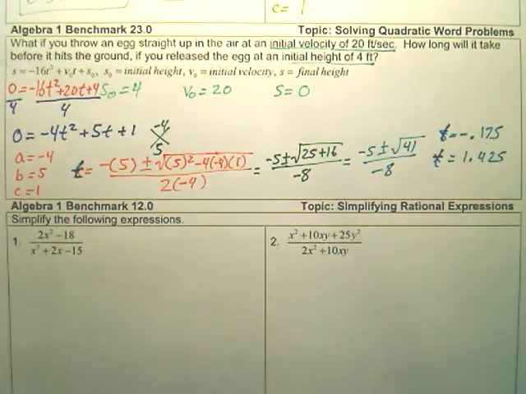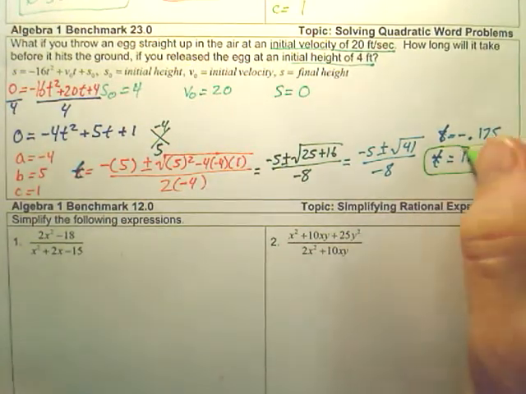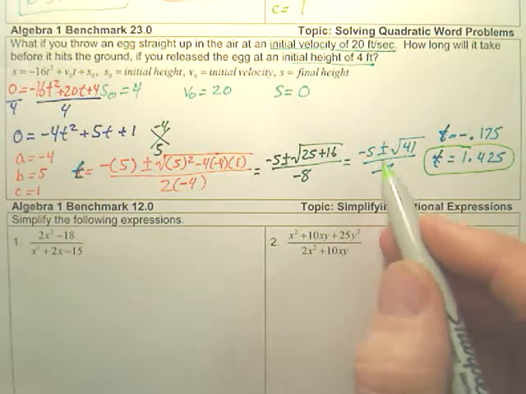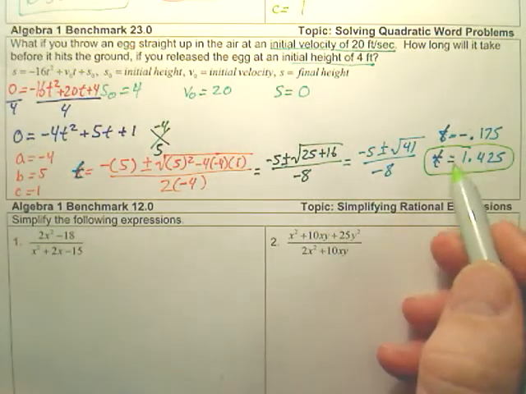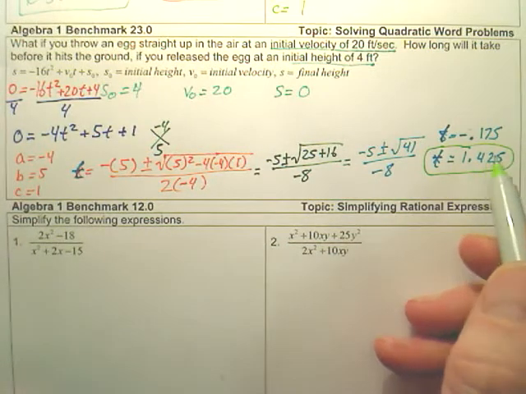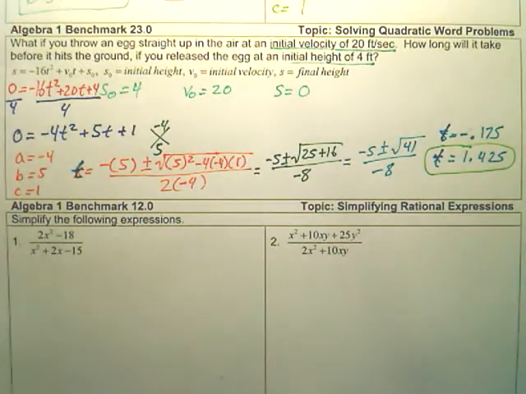This doesn't make any sense. We don't have negative time. So here's our answer. On your benchmark, you can actually leave it like this. But this is actually the time. 1.5 seconds. It will be in the air about 1.5 seconds. Not very long.